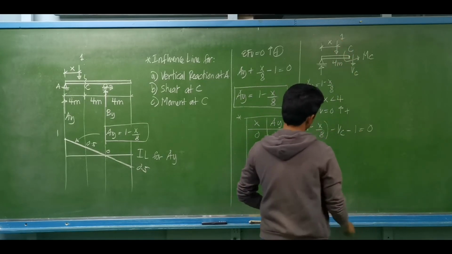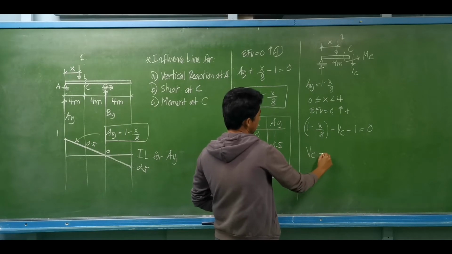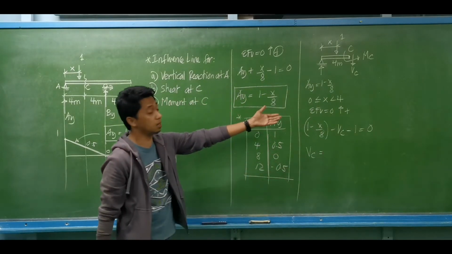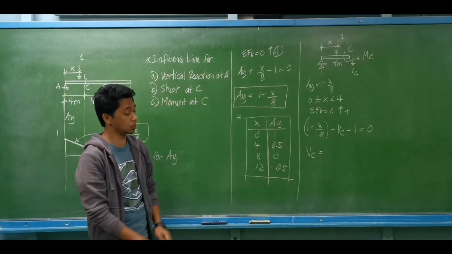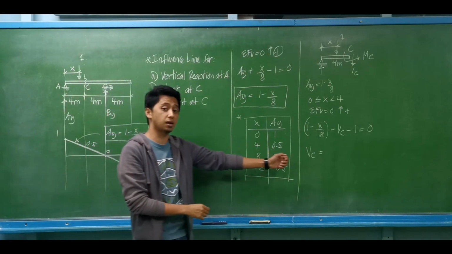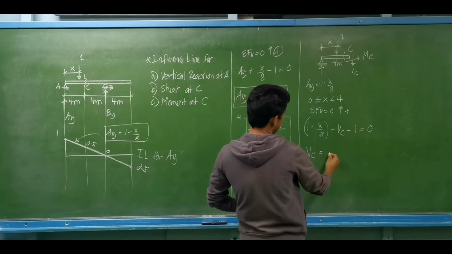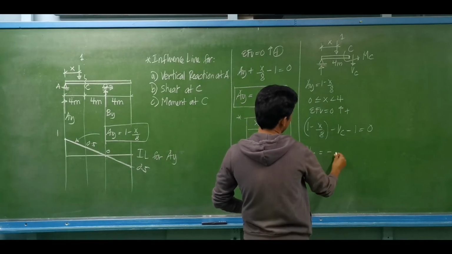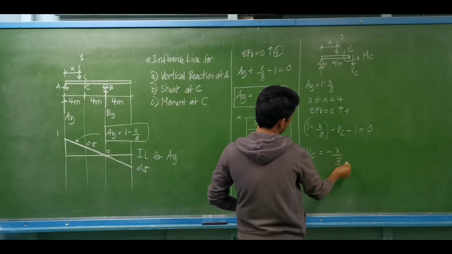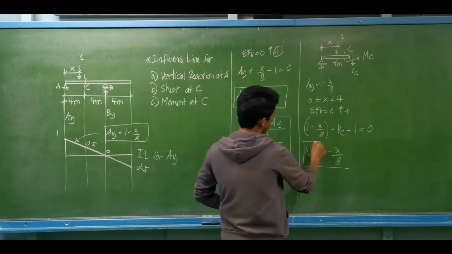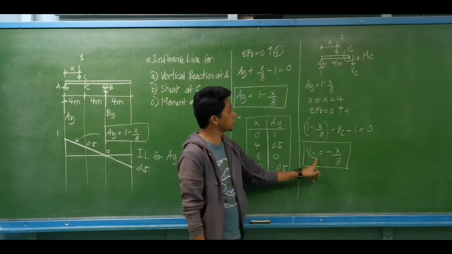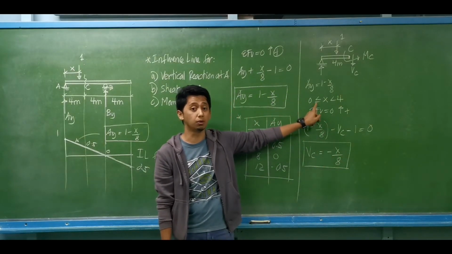and this is equal to 0. What will be our equation for the shear at C, considering our boundary 0 less than or equal to x, less than 4 meters? This is the same as 1 minus 1, that is the same as negative x over 8. Okay, so this is our shear equation for C on this boundary.